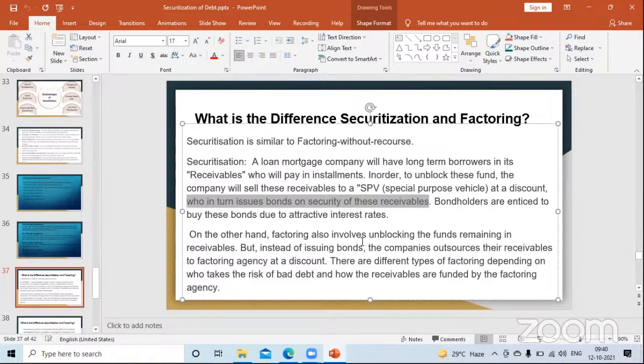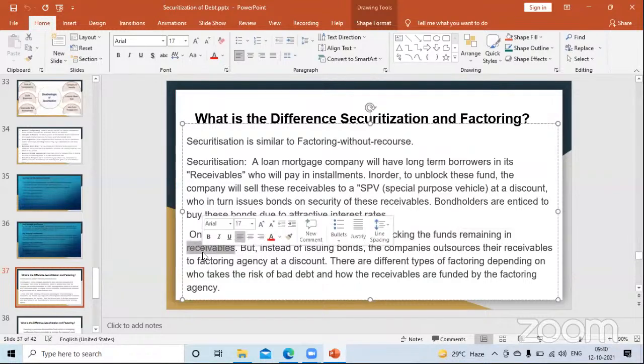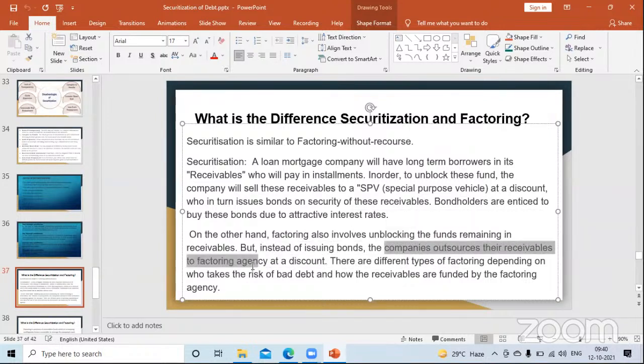Whereas in factoring, it involves unblocking the funds. Same. You can sell all the receivables to the factor. You can unblock all the funds which are blocked in the receivables. That is the same part. But instead of issuing the bonds, the companies outsource these receivables to a factor agency at the discount.